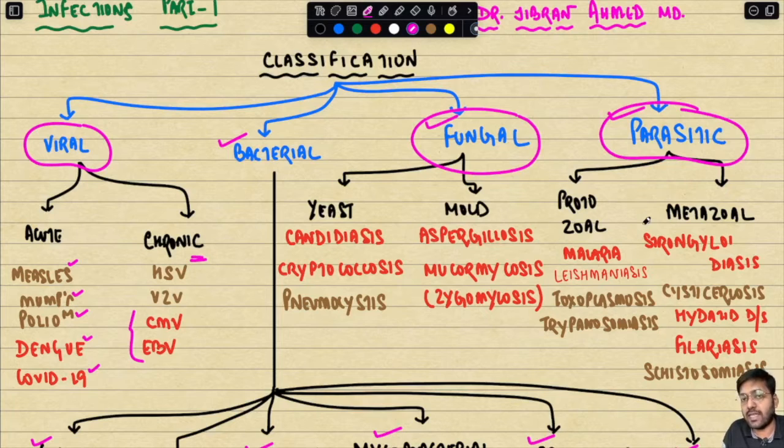The examiner is carrying a slide. So, among the fungal infections, we have yeast and mold. Among the yeast, we have candidiasis, cryptococcus and pneumocystis infection. And among the molds, we have aspergillosis and mucormycosis, also called zygomycosis.